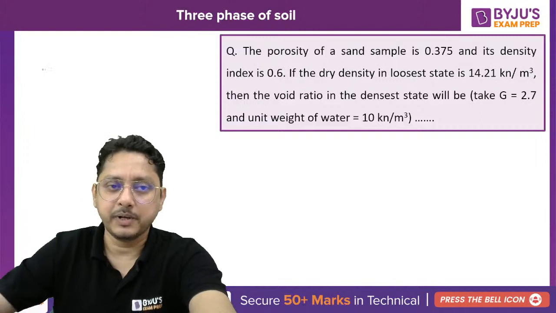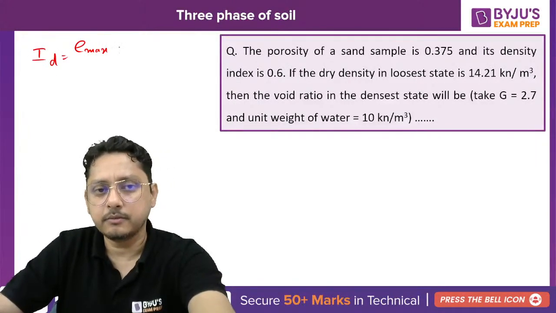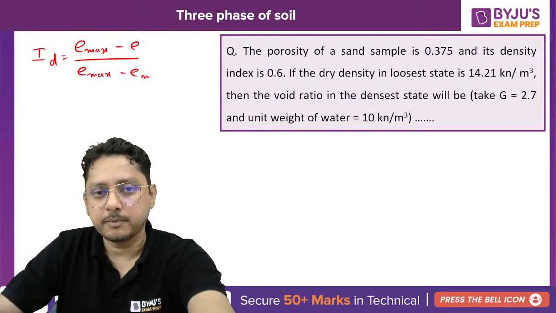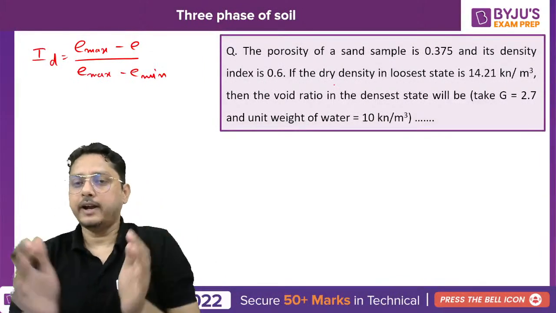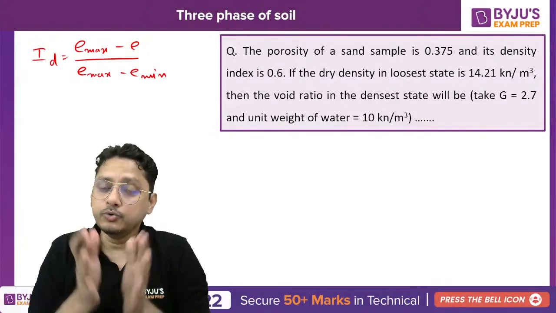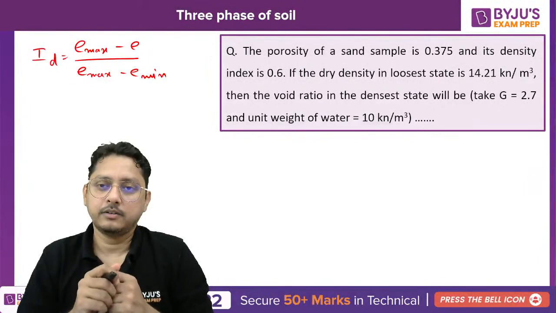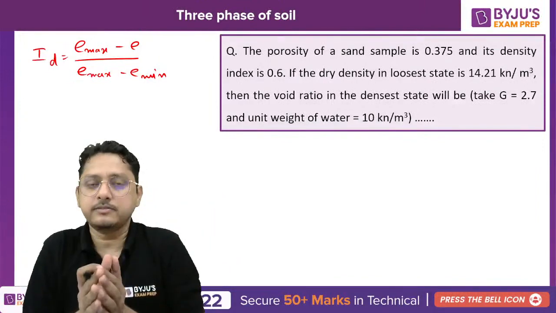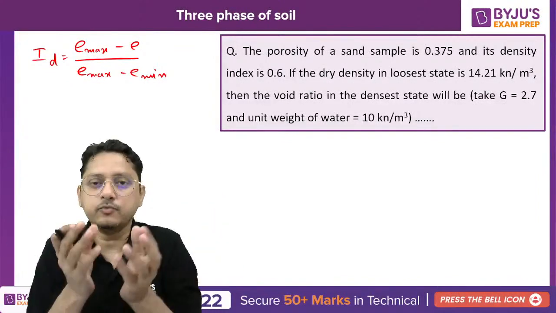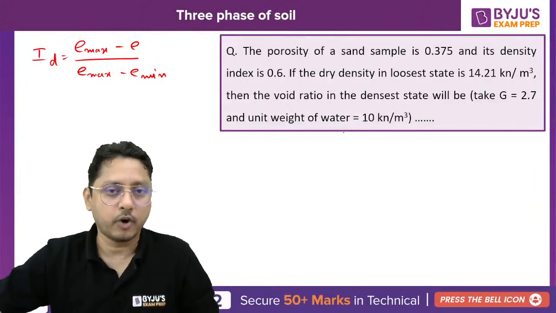The density index has been given. I already gave you the formula for density index, which is nothing but Emax minus E divided by Emax minus Emin. You already know that in the dry density in the loosest state, we will have the maximum void ratio. Loosest state means voids are more. Densest state, voids are less, isn't it? Dense means voids are less. So in the loosest state, I will get the maximum void ratio.